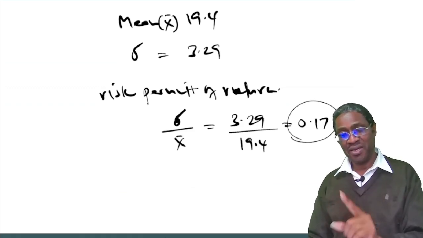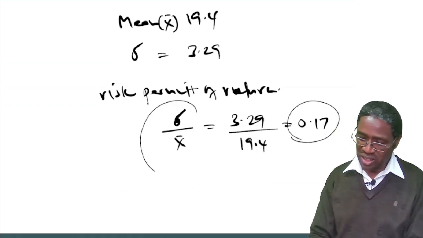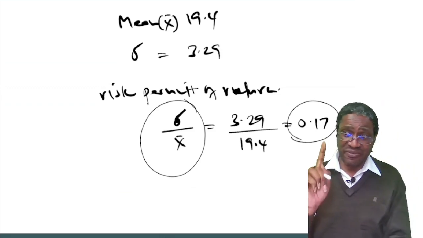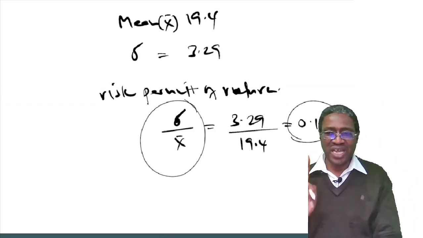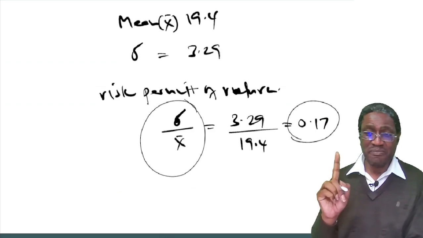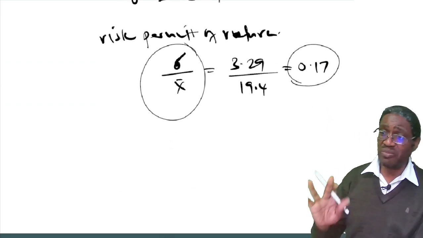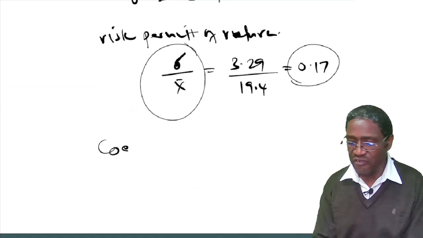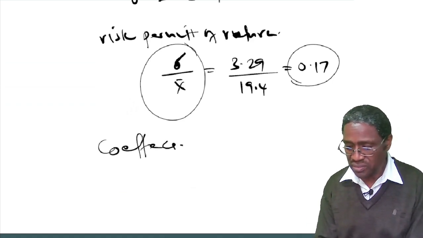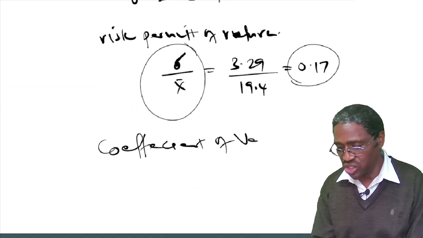Listen, this formula of taking the standard deviation and dividing it by the mean gives us what we shall be calling the coefficient of variation.